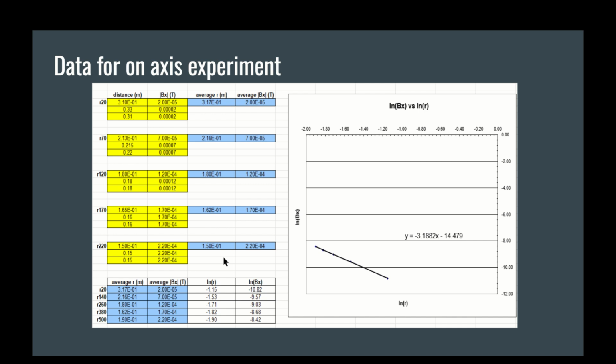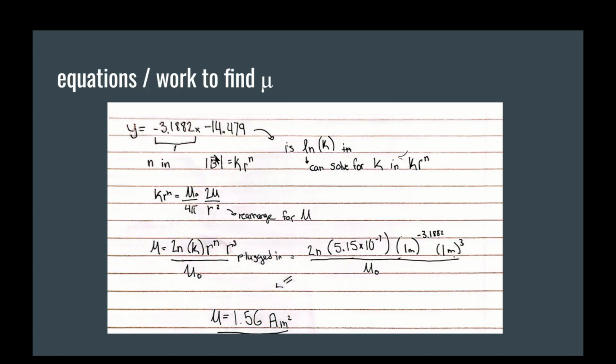And with this information, we managed to get an equation. An equation for a line. Now, this is very important because we can use this equation to find mu, which is the magnetic dipole moment of the bar magnet. We can use the slope because we know it's the n value in this equation, and we can use the intercept because we know that it's equal to ln k, and we can then solve for k in this equation. So knowing those two parts, we can rearrange this equation to solve for mu, which is the magnetic dipole moment.